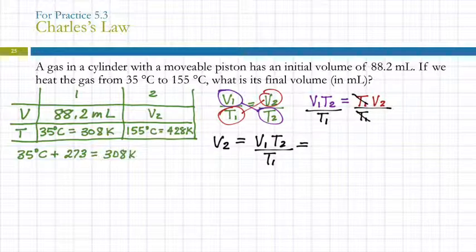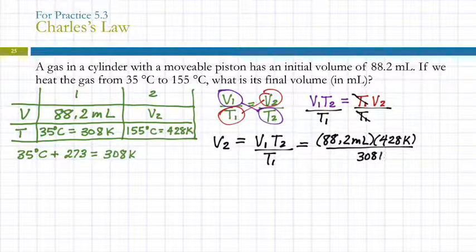So now that I have my equation, I'm going to look in my table. Everything's all organized for me. I'm going to take V1, 88.2 milliliters, include the units, and my temperature, I want T2 up here is 428, and I'm going to divide by T1, 308. And I check my units, the Kelvins cancel out, my unit is milliliters. So V2 is equal to 88.2 times 428 divided by 308.